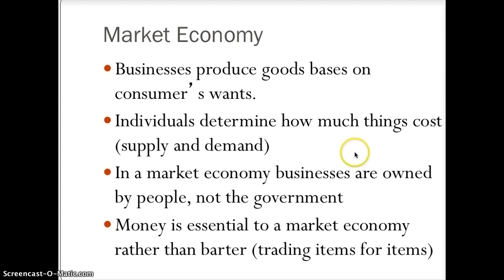So individuals determine how much things cost. Remember, in that command economy, the government decides. But within a market economy, we have those two forces, supply and demand, that work together, which we'll talk about in a little bit of detail. But basically, demand is how much people want things. The more that people want a certain product, the more the price goes up. The less that people want a product, the price goes down.